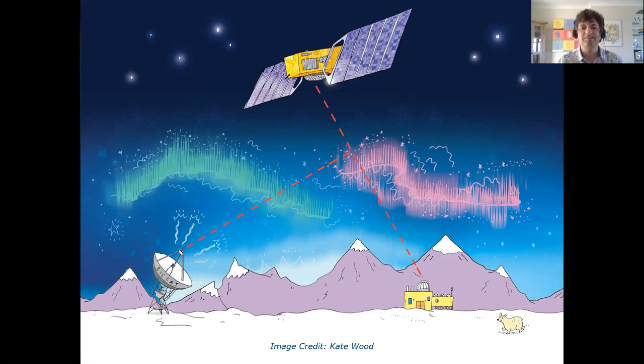There's also a timing signal associated with GPS. And that timing signal is used by things like the utility networks to coordinate, say, electricity transmission. It's used by things like broadcasters to coordinate their signals as well. And so it's a really important signal.